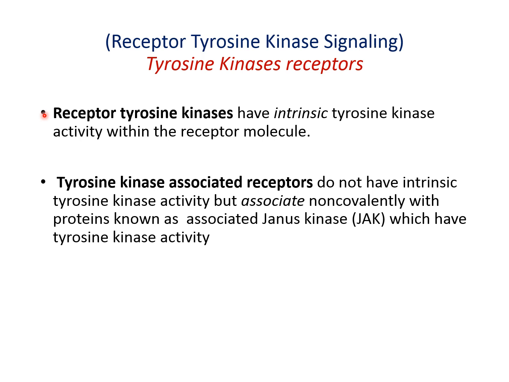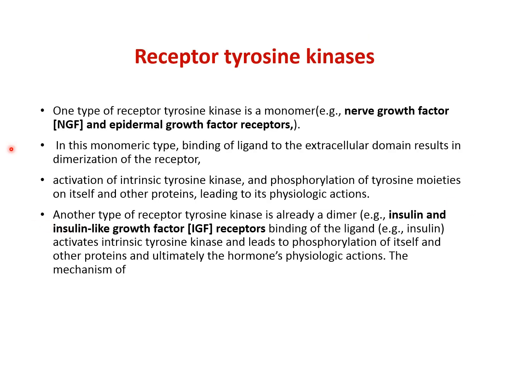Another type of tyrosine kinase receptor does not have intrinsic kinase activity. However, it is non-covalently associated with one type of protein or different types of proteins known as associated Janus kinases, JAK, just another kinase. Now this JAK has intrinsic tyrosine kinase activity. So obviously, when the hormone binds with this receptor, it will activate the intrinsic kinase activity, which is located within the JAK, or the JAK kinase, so to speak. And now I'll show you these in a minute.